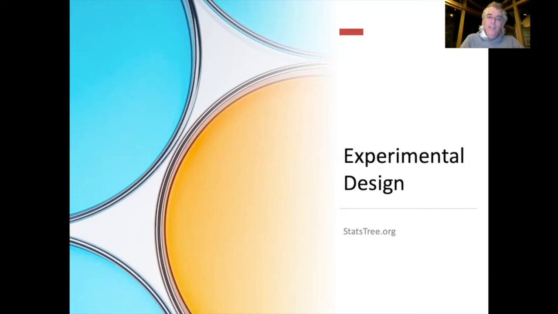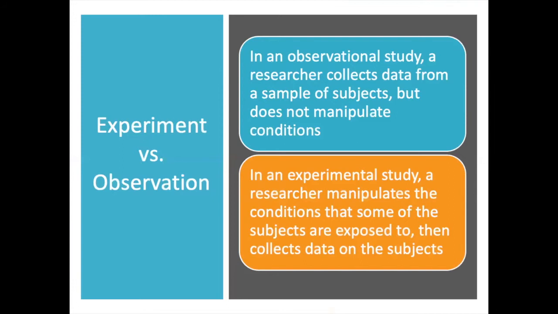Welcome back, everyone. Today we're going to be talking about experimental design. If you recall, the key difference between an observational study and an experimental study is that in an experiment, the researcher manipulates the conditions that some of the subjects are exposed to and leaves the other subjects unmanipulated as controls.